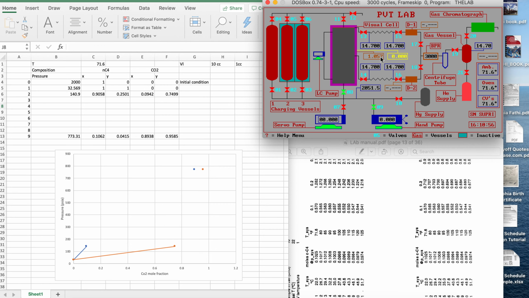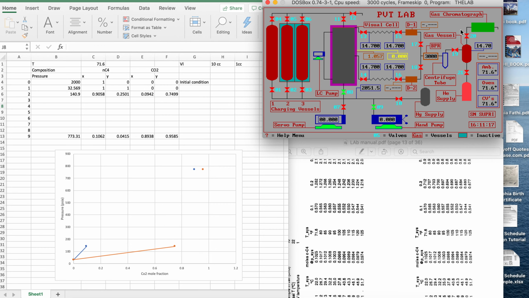Okay, so just to double check, if I press F10, I wanted to have 10% CO2. I have almost 10%. I have 9.4, and instead of 90%, I have 90.5% of N-butane. So I'm close enough. Okay, so I have my mixture.